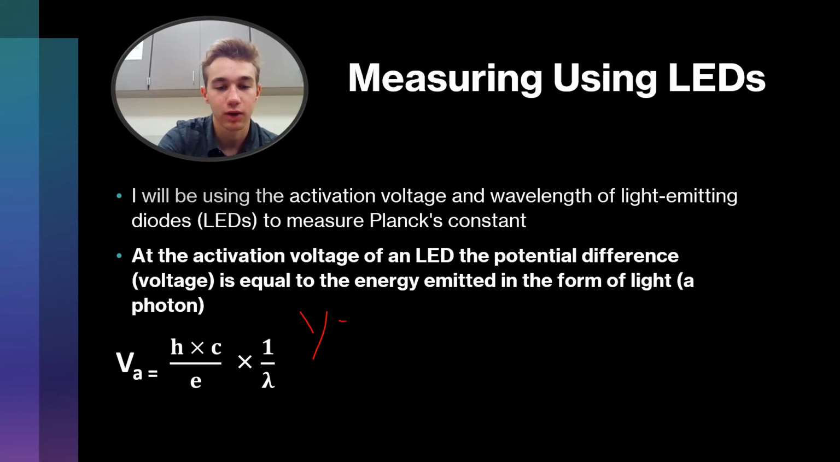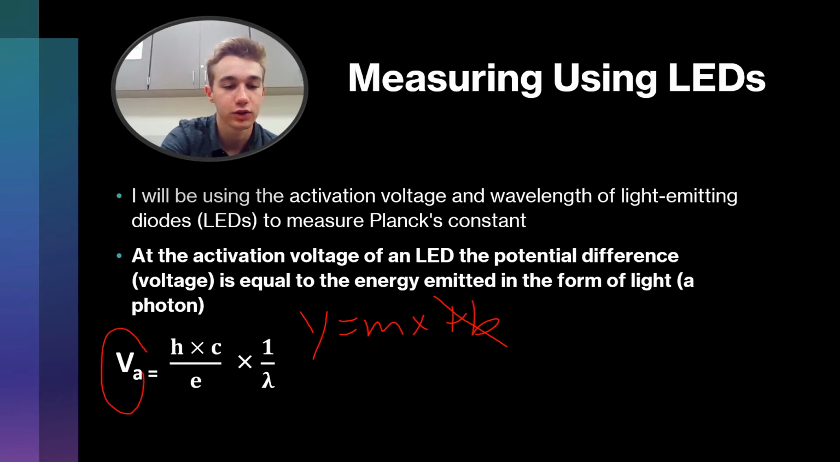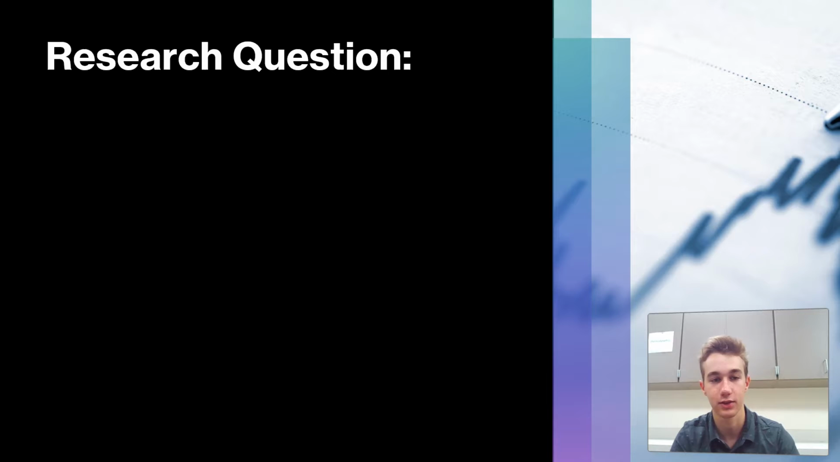So using the equation y equals mx plus b, we can determine that there's no y-intercept and that the activation voltage, when plotted on the y-axis, and inverse wavelength on the x-axis, will have a slope of Planck's constant times the speed of light divided by the charge of an electron, and we'll use that to determine the constant.